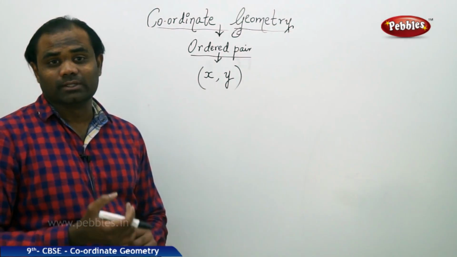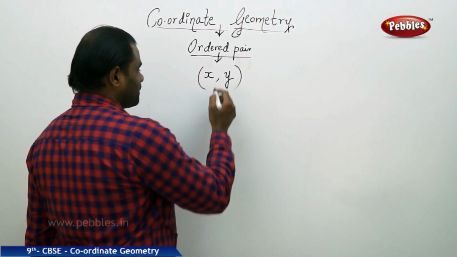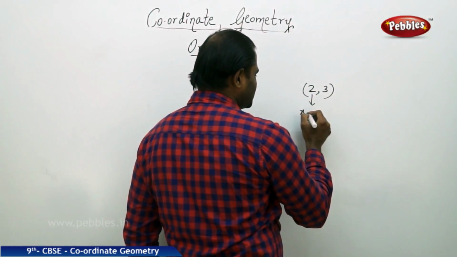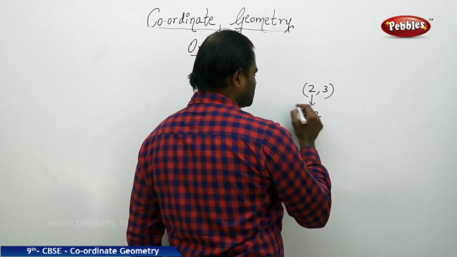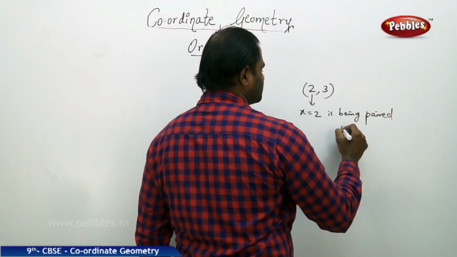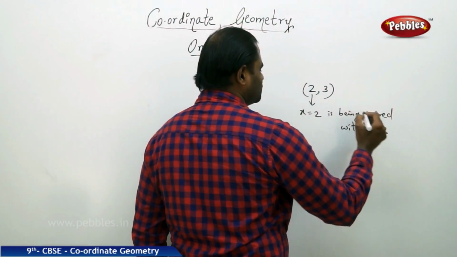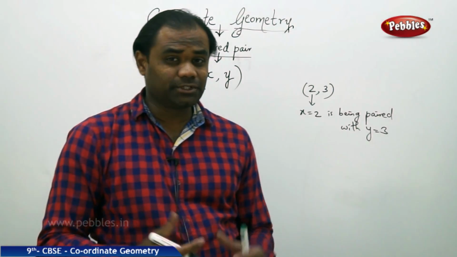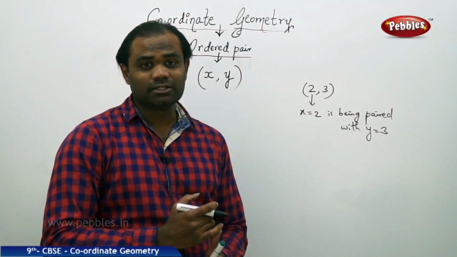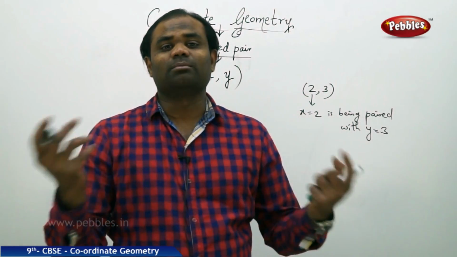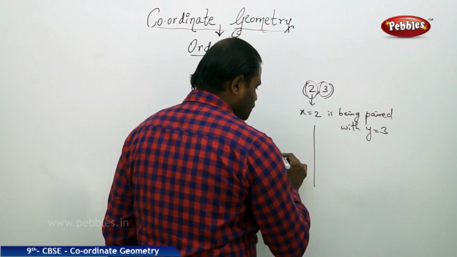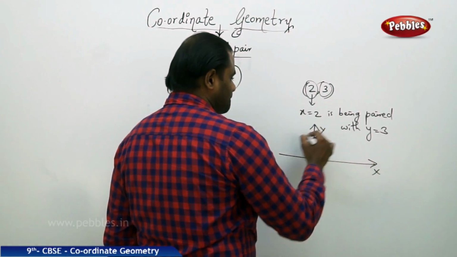bracket, paired together. That is, when I take a point (2, 3), it indicates that x equal to 2 is being paired with y equal to 3, and they are associated with each other. Every pair has a certain relation, and here the relation is that these two coordinates x and y pair to form a point in the Cartesian plane.